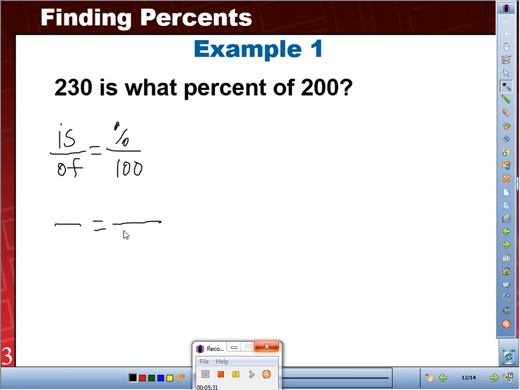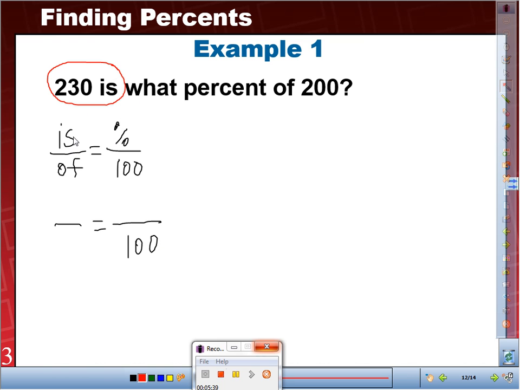Next, write it in blanks, just the 100. So let's see. I'm going to start with the 230. 230 is. Where does the is go? On top of the first fraction, so this is 230. And then the last part is of 200. Where does that go? Underneath the is, so that goes right there. So what are we missing? What goes here? The x, but the percent, right?